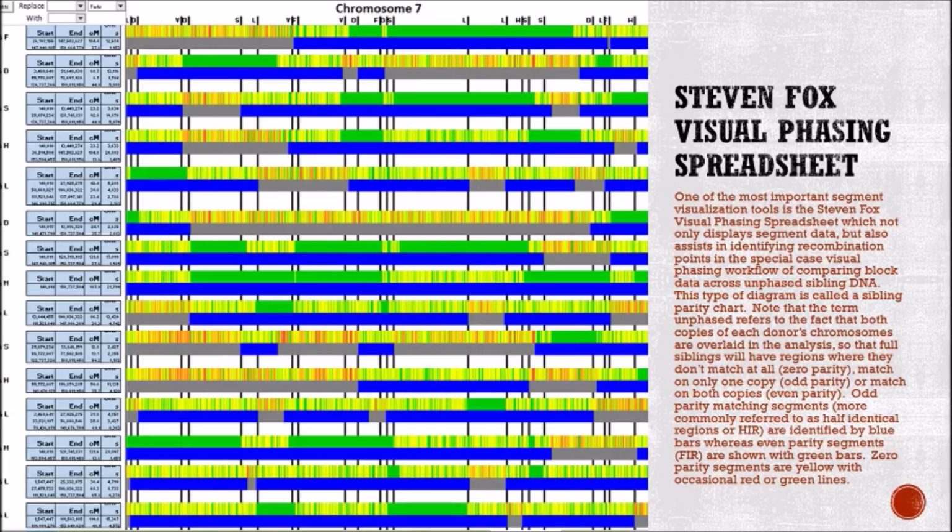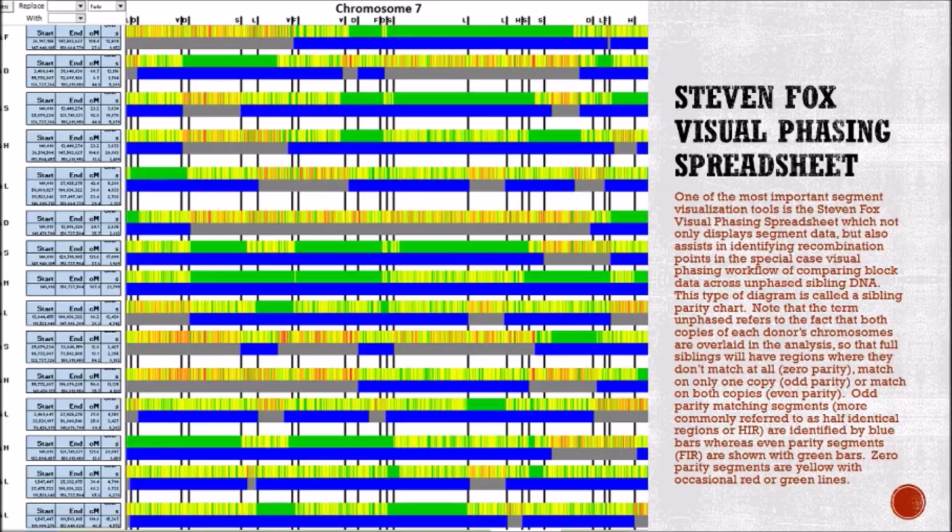Zero parity segments are the yellow with occasional red or green lines. They're the parts of the diagram that just have like grayed out on the bottom instead of a blue bar and look kind of like noise. But that's how you understand one of these, and this is a really nice tool. And I suggest if you've got some sibling data to work with, to give it a spin. It's well worth your while.